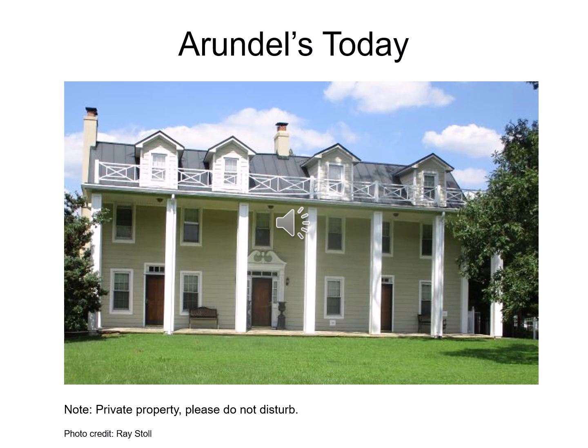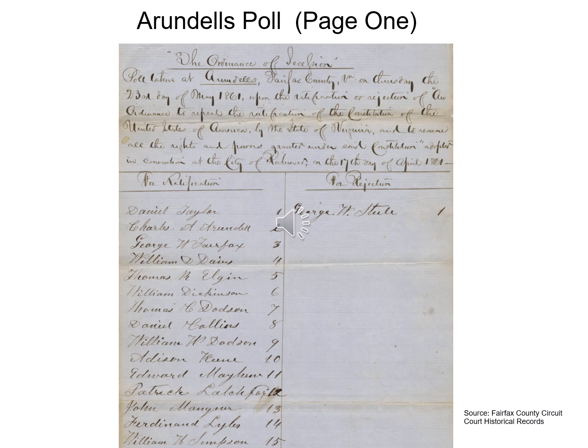This is where the voting at Charles Arundel's took place, where the vote was 69-1 in favor of secession. Please note, this home is private property, so please do not disturb. This is the first page of the secession vote at Charles Arundel's, where the final tally was 69 in favor of secession and 1 lonely vote in favor of rejection.